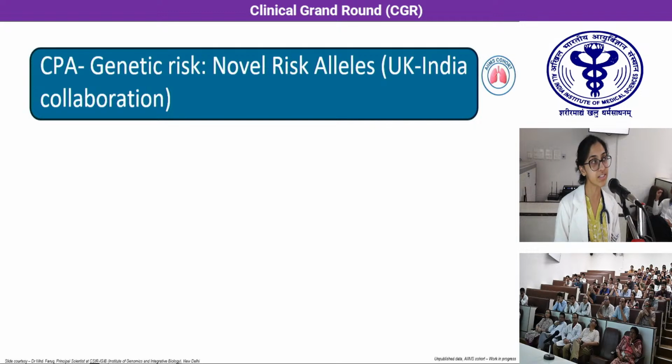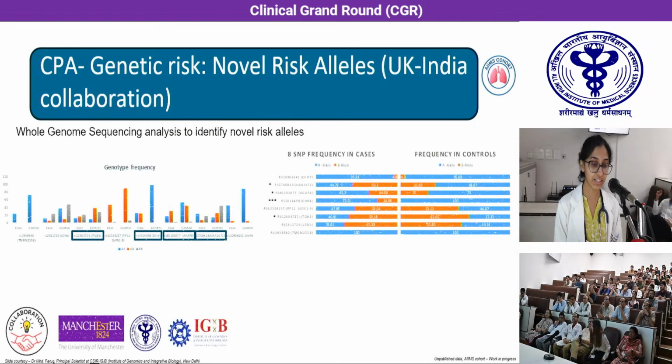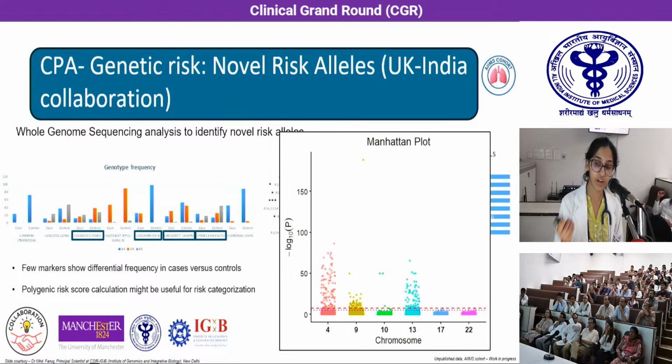Moving on to the intrinsic risk factors for CPA, this is an ongoing UK-India collaboration study which has studied the whole genome sequencing of CPA versus non-CPA patients. It was found that there were significant differences in 8 single nucleotide polymorphisms in CPA patients, and also a significant difference in the European cohort as well. From this Manhattan plot, 3 chromosomes, chromosome 4, 9, and 13, were found to be significantly linked with patients at further risk of CPA.